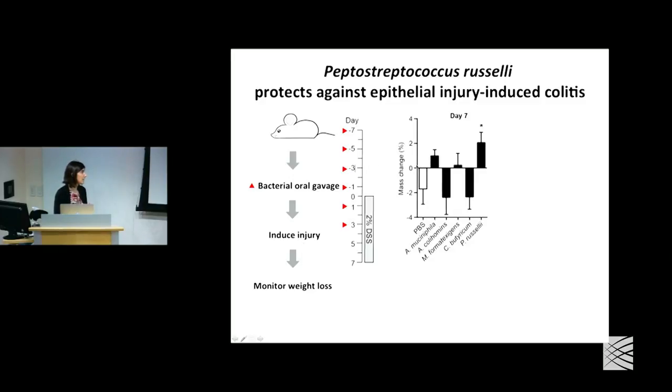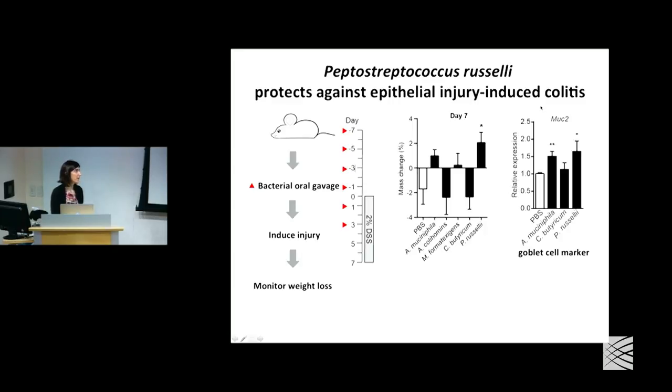And what we saw is that among the gavaged bacteria able to utilize mucin, one of them, Peptostreptococcus russellii, was very protective in this model. The mice didn't lose weight, and it did even better than Akkermansia muciniphila, which was our positive control, an organism that's known to be able to grow on mucin and has beneficial properties. We also looked at expression of MUC2, which is the gene necessary for mucus production. And we saw that in those same mice, there was an increase in expression of MUC2 when the mice were treated with P. russellii.